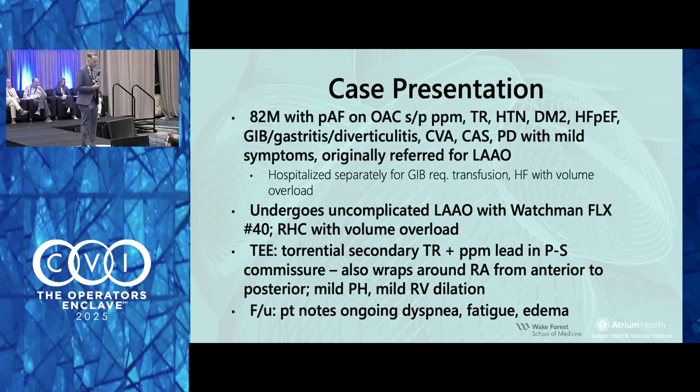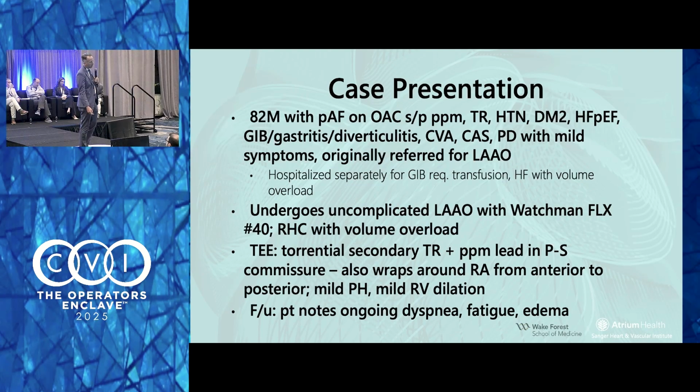Okay. So this is an 82-year-old gentleman, AFib, has a pacemaker. He's got TR, obviously, hypertension, diabetic, lots of other complications here. Was hospitalized for a GI bleed initially, a couple of different hospitalizations with heart failure hospitalization, so really symptomatic. It was actually originally referred for a Watchman, ended up getting that placed.